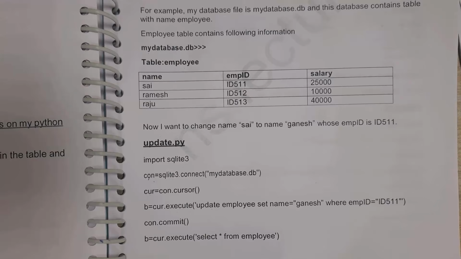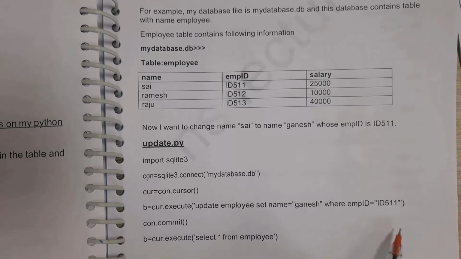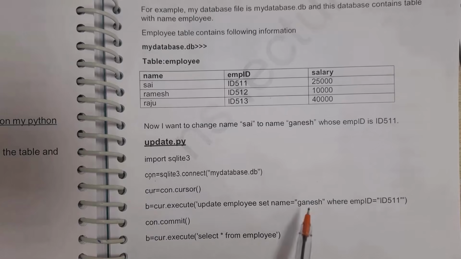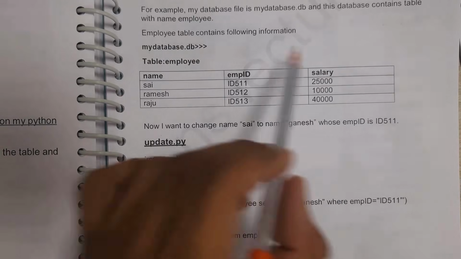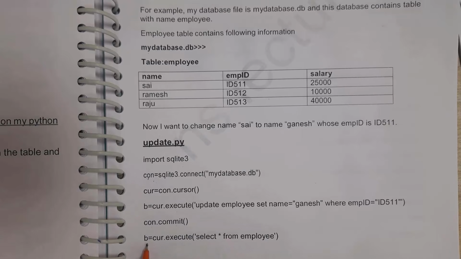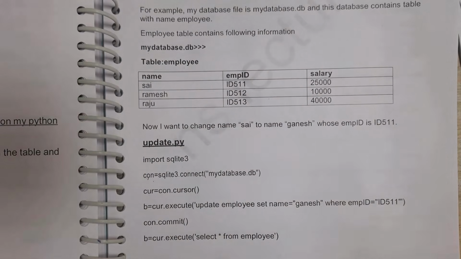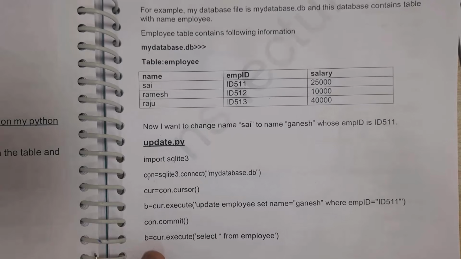Definitely after using the execute method, write commit. My database connection is present in variable con, so just write con.commit. So it will commit this operation. In this program, I changed the name Sai to Ganesh. Now I want to read this data. This is the command in order to read data. So just write b equal to cursor.execute, select star from employee. Whatever data is present inside the employee table, it will select all this data and store it in variable b. Now I want to see the data which is present in variable b. By using the fetchmany method or fetchall method, you can see the data.